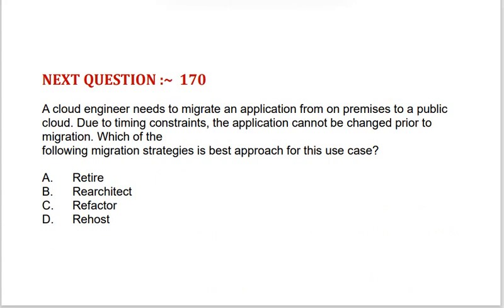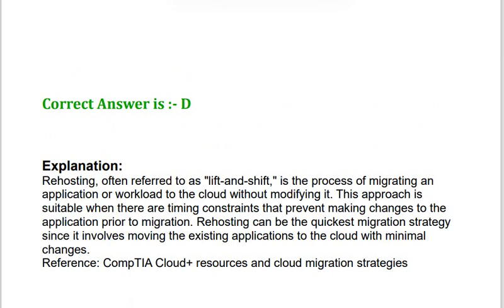Question is, a cloud engineer needs to migrate an application from on-premises to a public cloud. Due to timing constraints, the application cannot be changed prior to migration. Which of the following migration strategies is the best approach for this use case? Option A, retire. Option B, re-architect. Option C, refactor. Option D, rehost. Correct answer is option D.